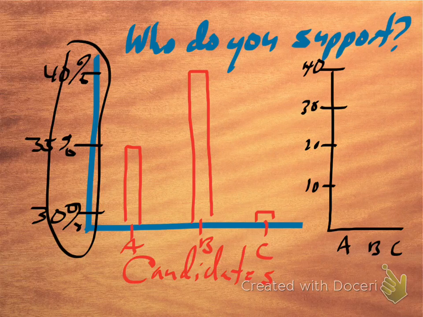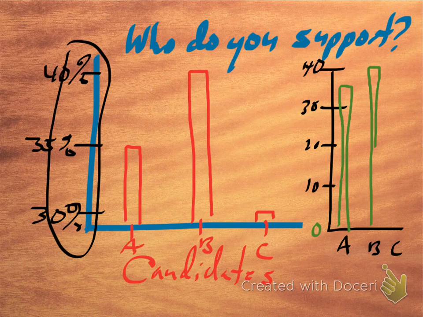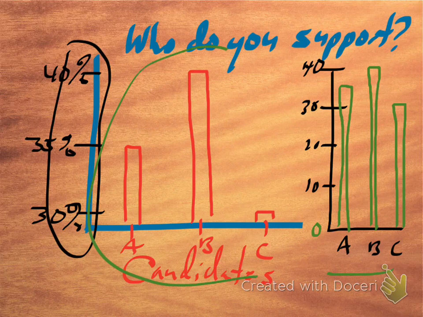So if I were to graph this accurately over here on the right, I'm actually going to start at 0 and go up 10, 20, 30, 40, nice and evenly. A's support would be at 35%, that would be this tall. B's support is 40%, so that would be this tall. And C's support would be 30%, that'd be this tall. Now, yes, B is still winning, A's in second, C's in third. But this right here is an accurate representation of how they're actually doing, and they're actually not that far apart. It's nothing like what this looks like.